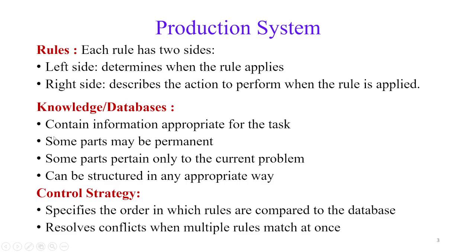The right side describes the action. When the corresponding rule fires, the action on the right side is executed. This action might add new information to the database, it might remove old information, or it might change some existing state. So in effect, firing a rule moves the system from one state to another state. That's how progress happens.